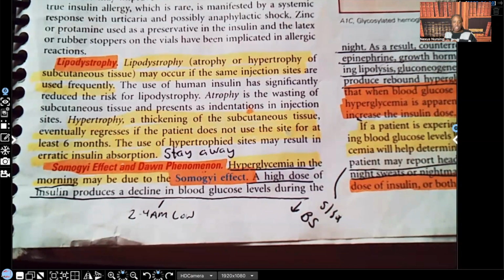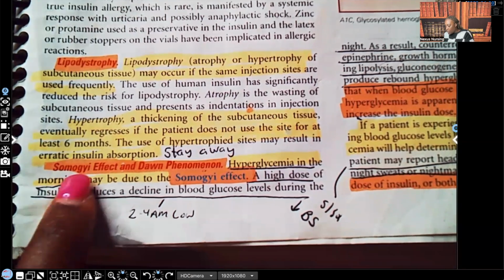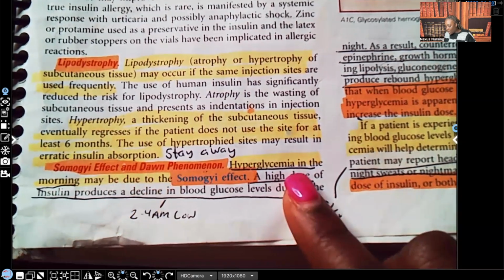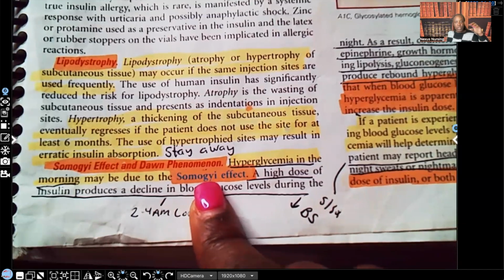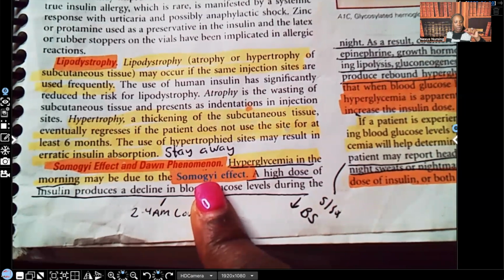So let's talk about Somogyi and dawn phenomenon because, excuse me, I can almost guarantee you if you're taking med-surg right now and learning about diabetes, you will have at least one question on the difference between the Somogyi and dawn phenomenon and what you would have to do as a nursing intervention. So guys, listen carefully. Hyperglycemia in the morning may be due to Somogyi effect. Both the Somogyi and the dawn phenomenon, we see high blood sugar in the morning. Both of them. Okay, but the timing is our key.